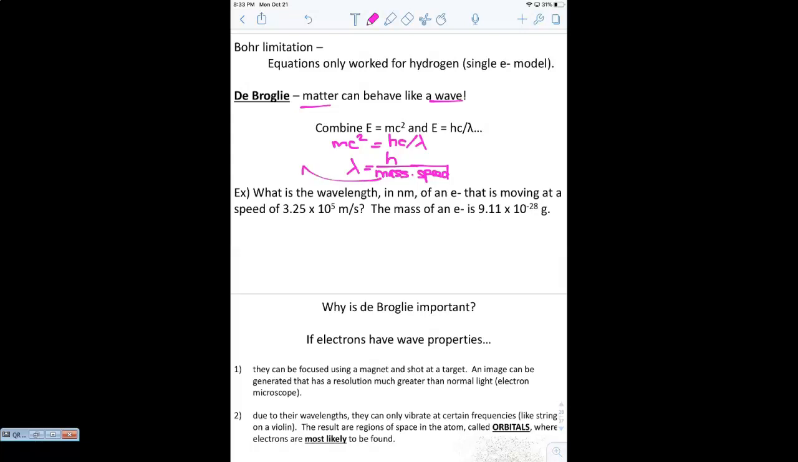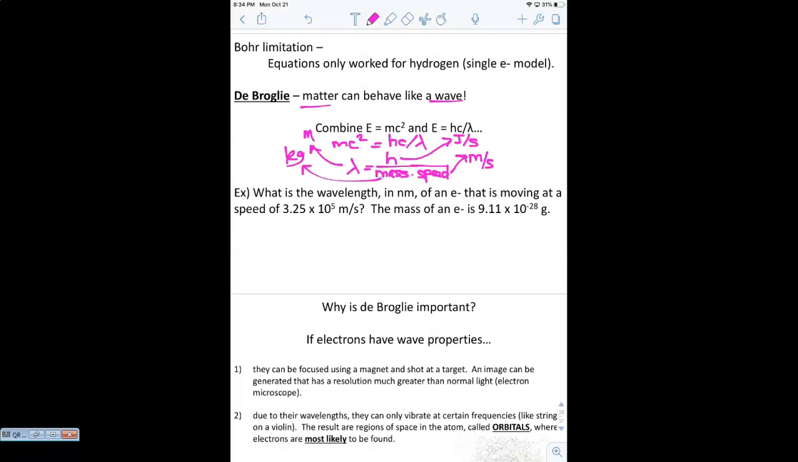All right, so before we move on, things you have to be careful for. Mass has to be in kilograms. If they give you a mass in any other unit, you have to convert it first. Speed has to be in meters per second. Planck's constant we know is in joules times seconds. And the wavelength, when you solve for it, is in meters. If they ask you for the wavelength in any other unit, you'll have to convert it at the end.